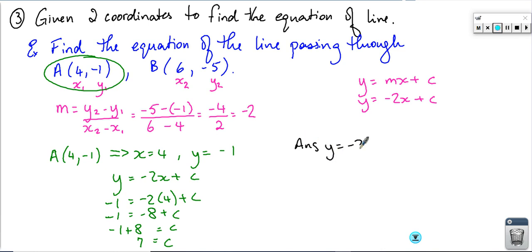Y equals minus 2x plus 7. Okay, and we have found out what is the equation of the line passing through those 2 points. These are the 3 different ways how to find the equation of a line. Right? Now, the next part of the lesson will focus on sketching and using the sketch of a line.